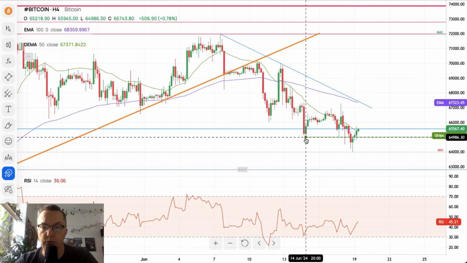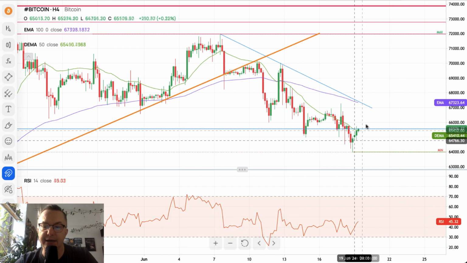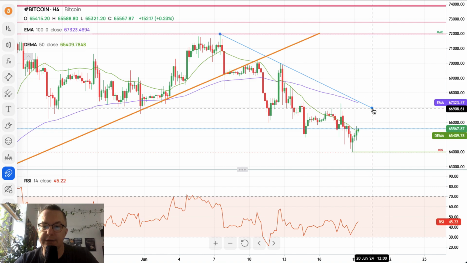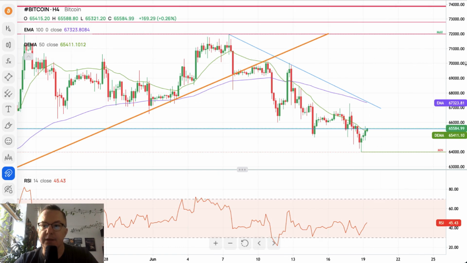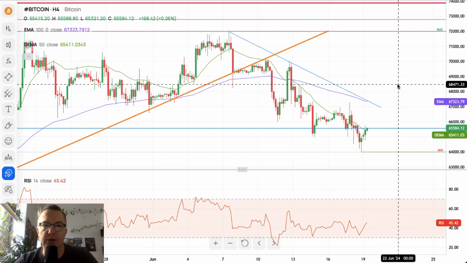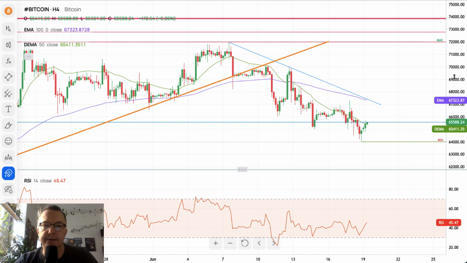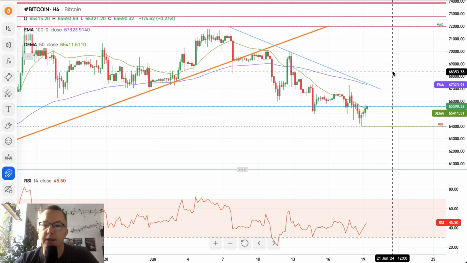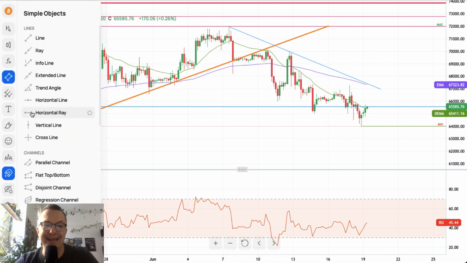The swing low was made at the level of 63,980, and the market is trying to move higher. As we can see, we got this blue short-term trend line, we got 50 and 100 periods moving average. So the Bitcoin market has plenty of obstacles on its way before some sort of upside movement will be established. It doesn't actually look very well yet.